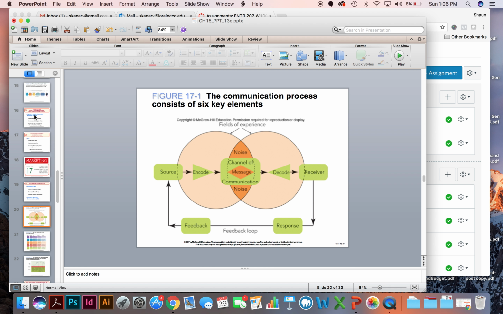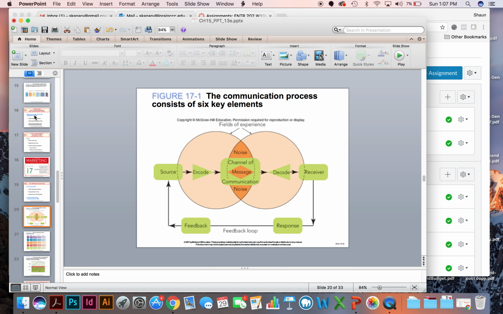Now, there's 6 key elements of the communications process. We have the source, the encoding, the channel of communications, the message itself, decoding that message, and the receiver who receives that message. So this is how a marketing message usually takes place. We usually have a source of that marketing message, i.e. the maker, the business. When we encode that message, we usually use either an internal marketing department or an agency. And they encode that message. They decide, they create that message. They encode it to be specifically for that end receiver.